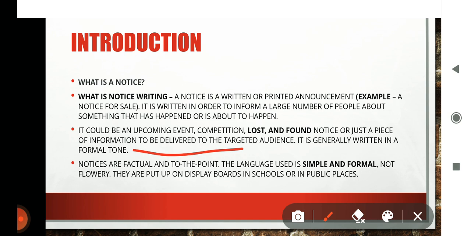While writing a notice, only those points will be written which are necessary for the speaker to announce to the audience and to make them aware of the information. So notices are factual and to the point. Facts must be included in the notice, directed towards the targeted audience. The language used is simple and formal, not flowery or flattering, as if we were trying to convince someone. The direct information should be given in very simple language.